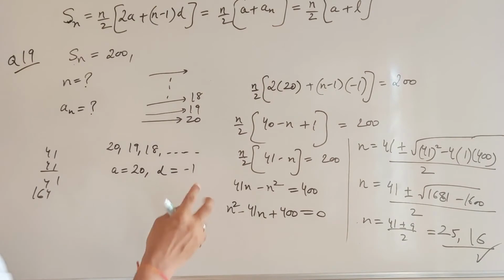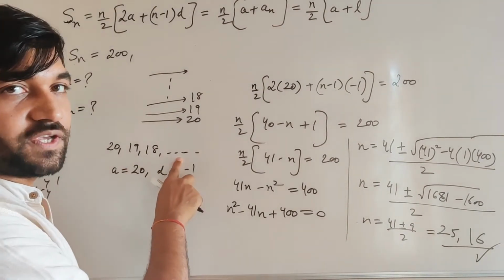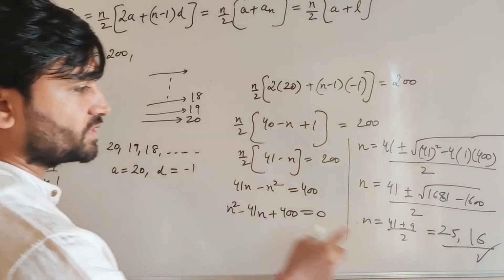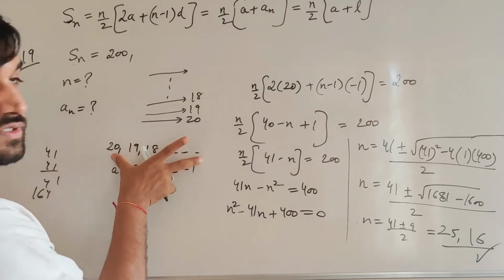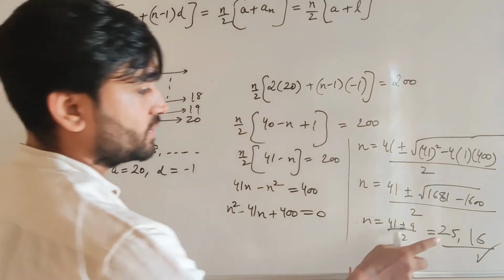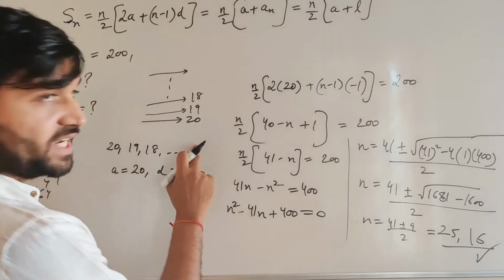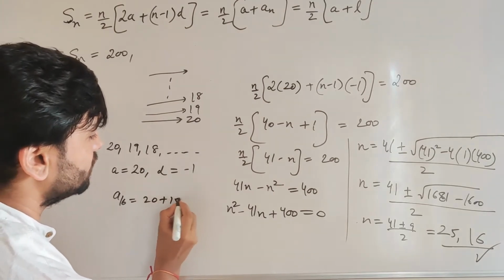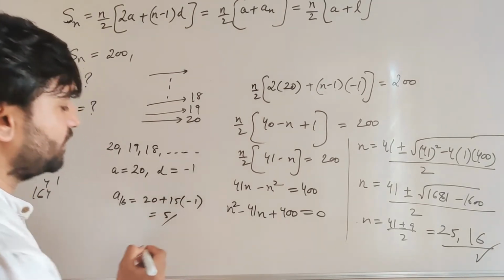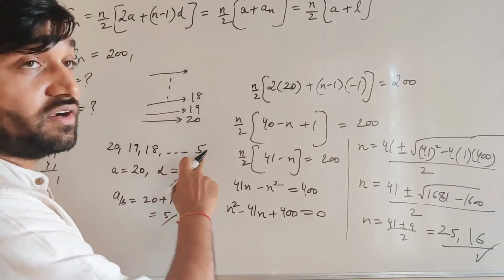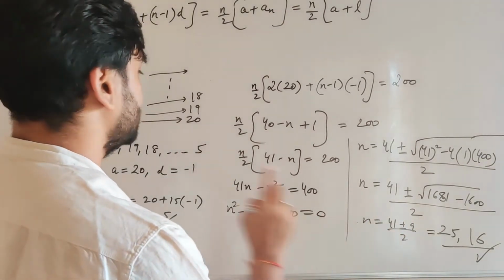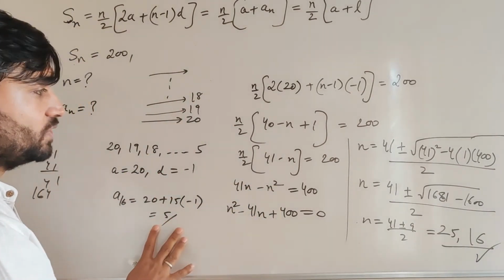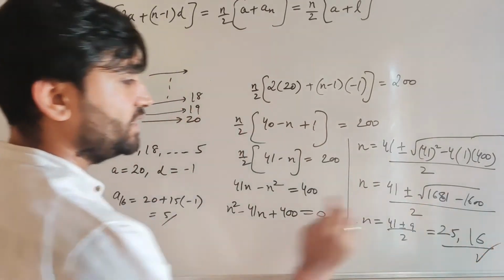What is the reason? It is because, see, the number of logs are decreasing here. Okay, so from 20, 19, 18, let us say up to 16 terms, how many will you have? I'll find a16 here quickly. a16 will be a plus 15d. a plus 15 into d value, which is minus 1. So that will give you 5. That means there are 5 logs in the 16th row here. Understood? So we know there are 5 logs in the 16th row.